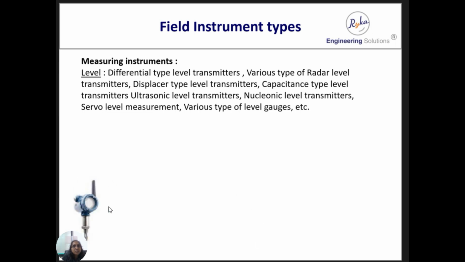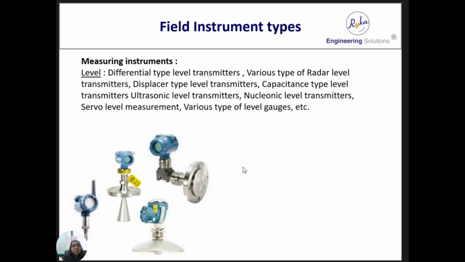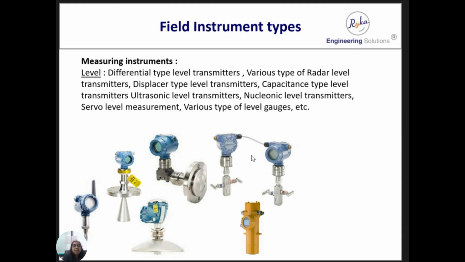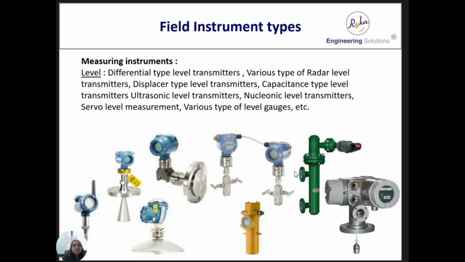So this is a typical vibration type level transmitter, then radar type level transmitters, diaphragm seal type level transmitter, then differential type electronic remote sensing transmitter. This is a new era transmitter wherein tubing is avoided and accuracy of the transmitter is improved. It is very good for corrosive services. Then nucleonic level transmitters are there, displacer type level transmitter, and servo type level transmitters.